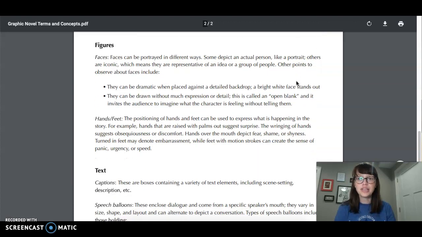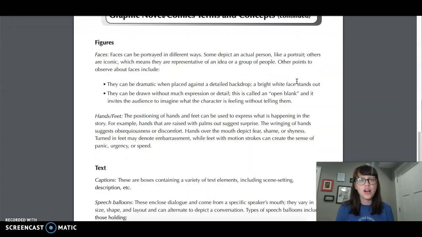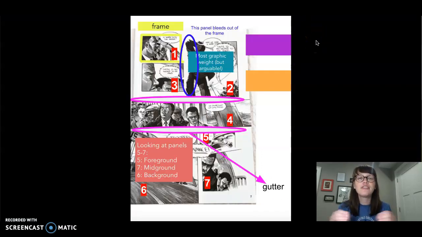So page 2 is looking at figures and text. So figures literally like what's being drawn, the people being drawn, and then text literally the words, okay? So by looking at the figures on your chosen page or on your chosen panels, you can read them without having any words, right?